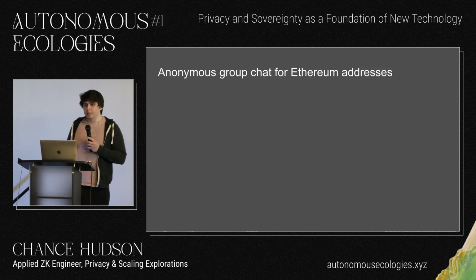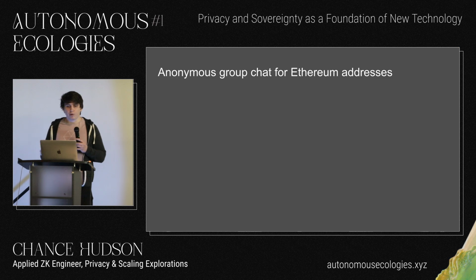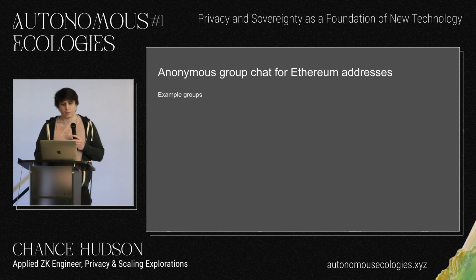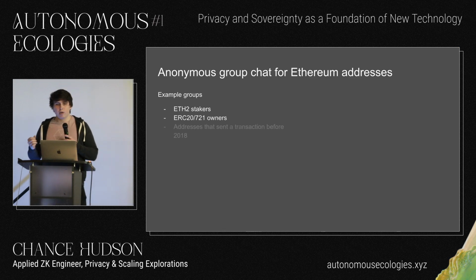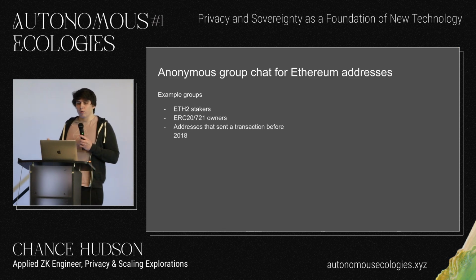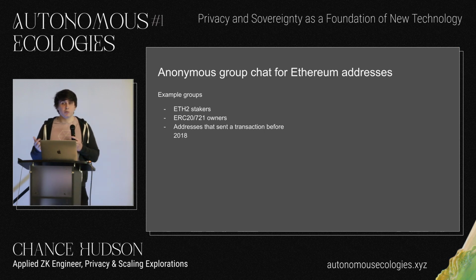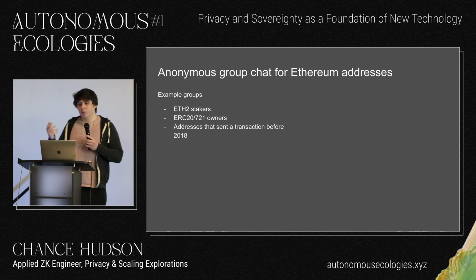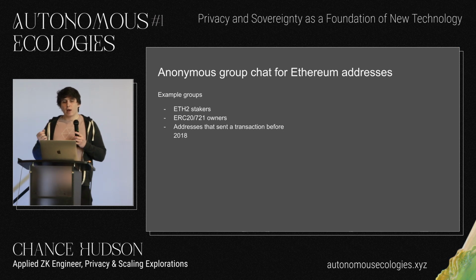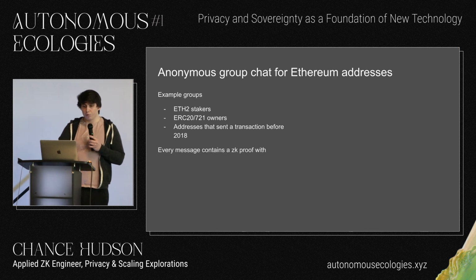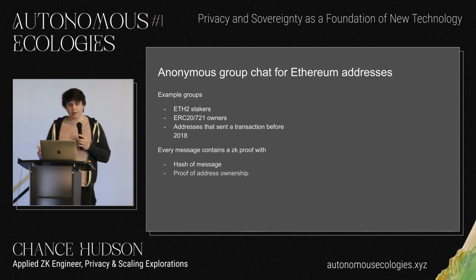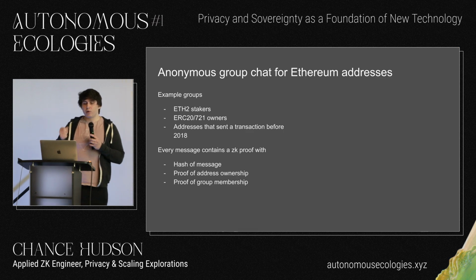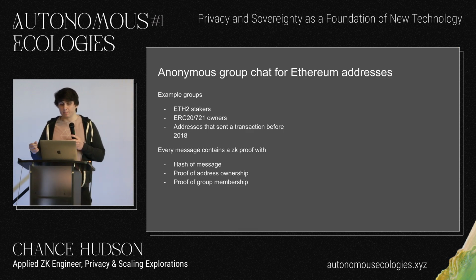So another example is anonymous group chats for Ethereum addresses. Some interesting example groups that we can make are like the Ethereum 2 stakers, ERC20 or 721 owners, or a simple group like addresses that sent a transaction before 2018. And we want to allow them to anonymously and publicly chat and provide a proof of address control with every message. So every message will have these 3 things: a hash of the message, a proof of address ownership, as well as a proof that their address exists in the group that they're messaging within.